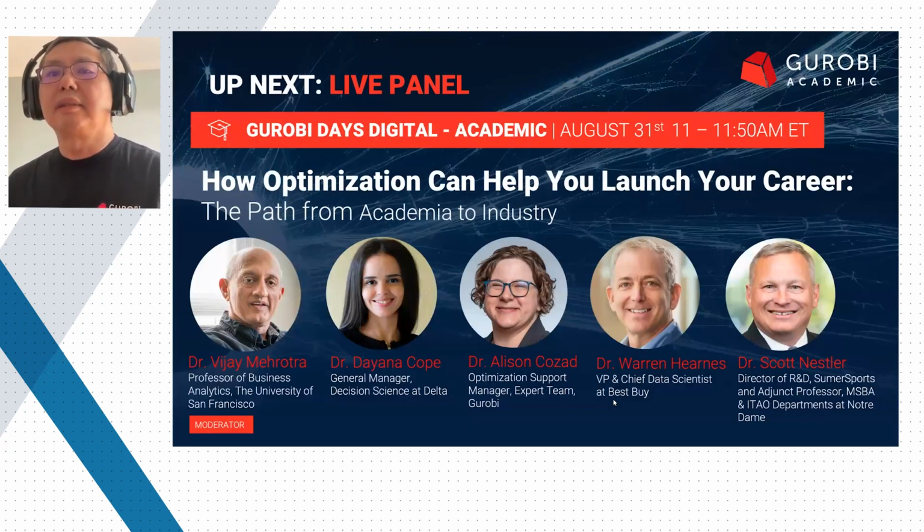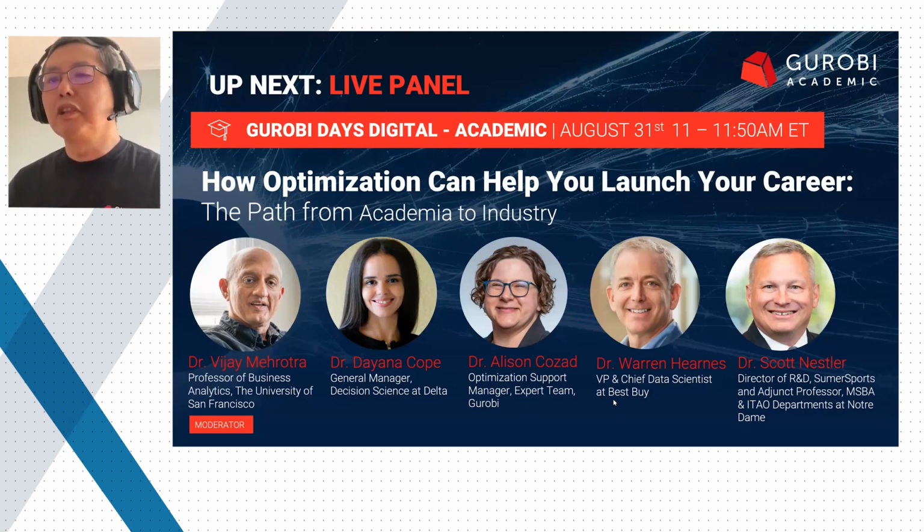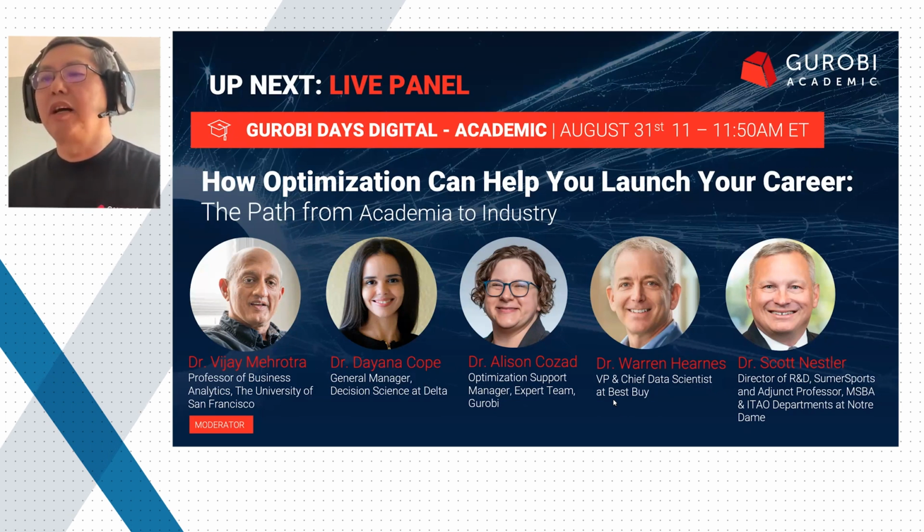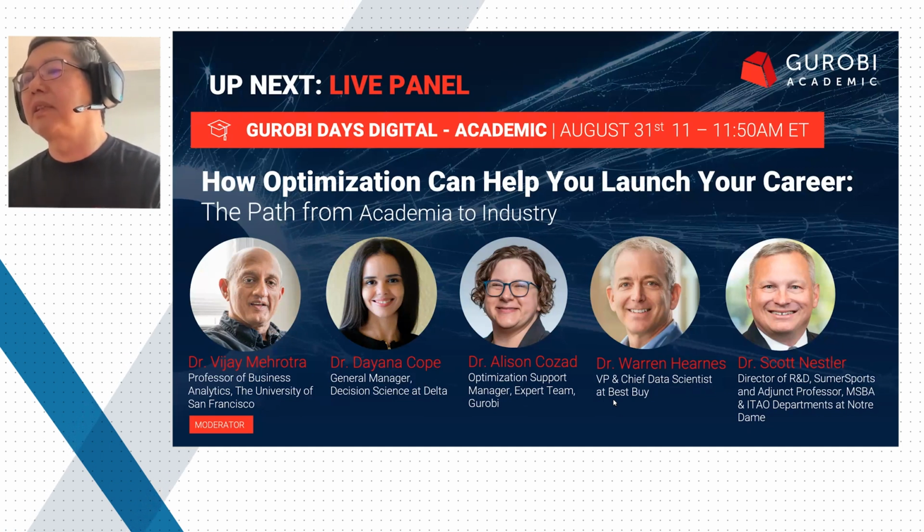This is moderated by Vijay Mehrotra, and we have several well-known people for the live panel: Dr. Diana Koop, General Manager of Decision Science at Delta; from Gurobi, Dr. Alison Cozad, Optimization Support Manager; Dr. Warren Hunting, VP and Chief Data Scientist at Best Buy; and we also have Dr. Scott Nestler, Director of R&D at Summer Sports and Adjunct Professor at Notre Dame.